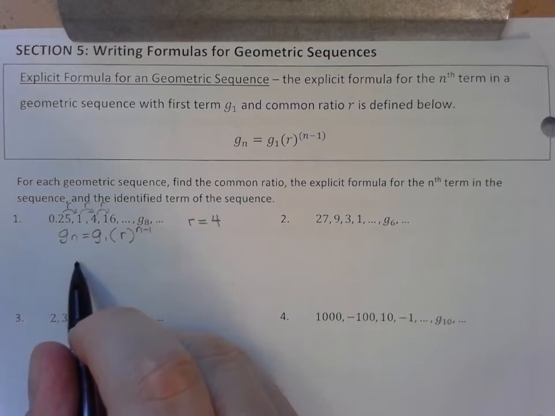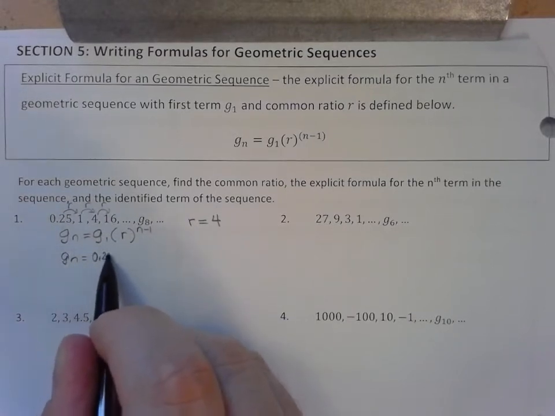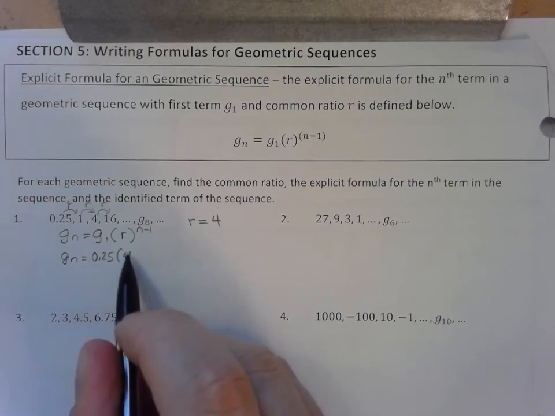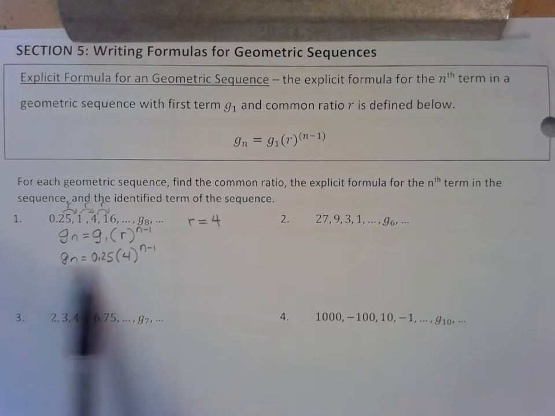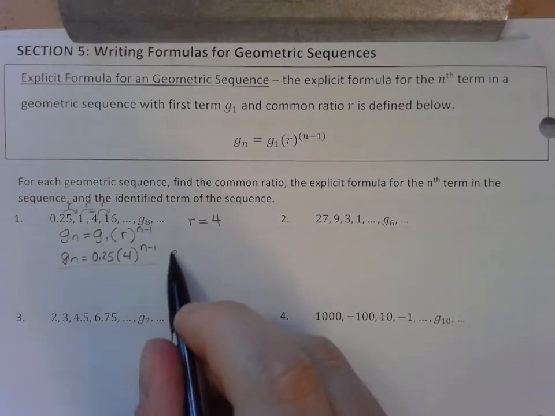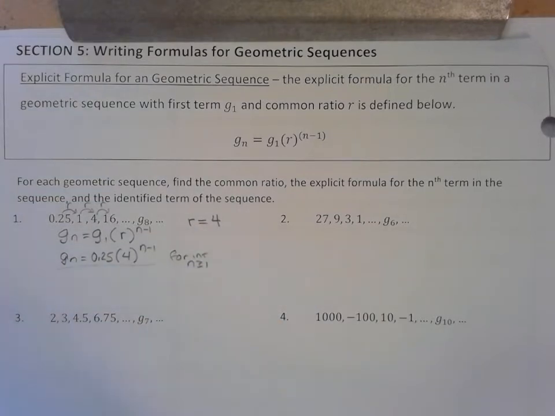The value of my first term was 1/4, or 0.25. We'll use the decimal. Our ratio is positive 4, and I'm going to raise this to the n minus first. This is fine. This is simplified. This formula works for integers n greater than or equal to 1. We can use this to find any term in the sequence.